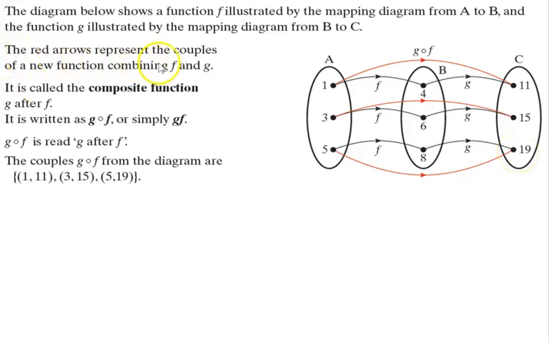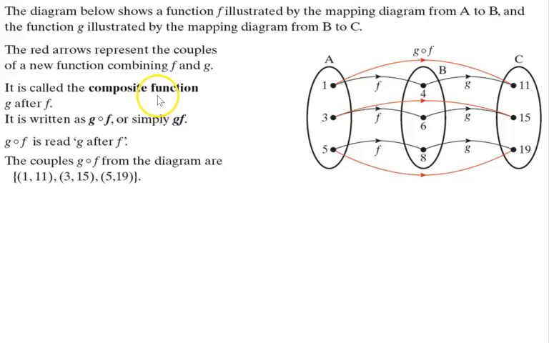The red arrows represent the couples of a new function combining f and g. So the red arrows: we start at 1 and we end up at 11. In the next arrow, we start at 3 and we end up at 15. And in the final arrow, we start at 5 and we end up at 19. So this is the function g after f. So g after f is applied to 1 and we end up with 11 as our output, and so on.